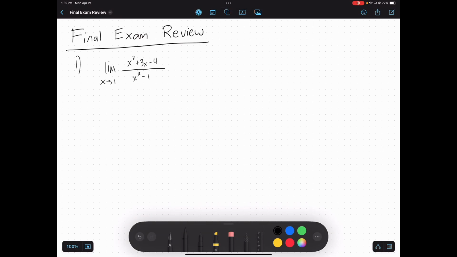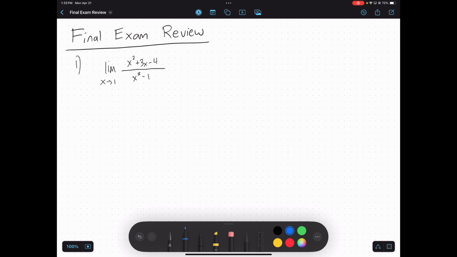Okay, so number one. Number one is just going all the way back to chapter 1 when we first learned about limits. So I'm trying to evaluate the limit of this rational function here as x approaches 1. And what's a great way to start any sort of limit problem? Probably factoring out the... Even before that. Plug it in. Plug 1 in, see what happens.